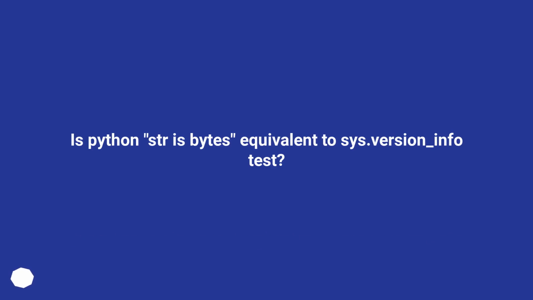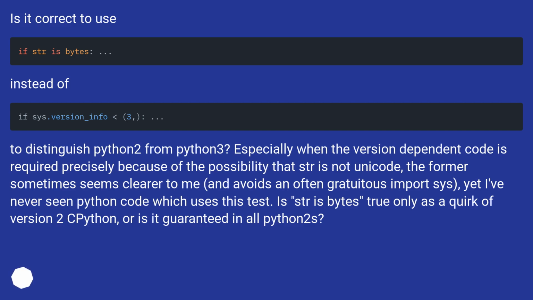Is Python str is bytes equivalent to sys.version_info test? Is it correct to use [str is bytes] instead of [sys.version_info] to distinguish Python 2 from Python 3? Especially when the version-dependent code is required precisely because of the possibility that str is not Unicode.